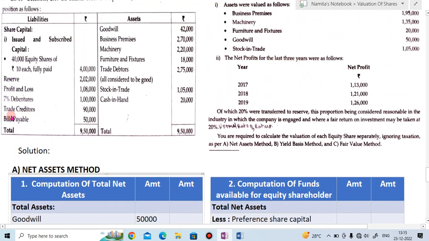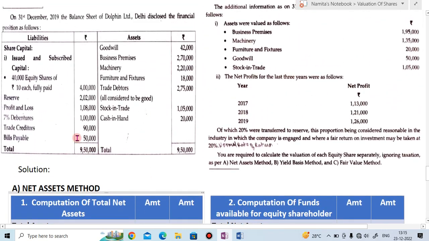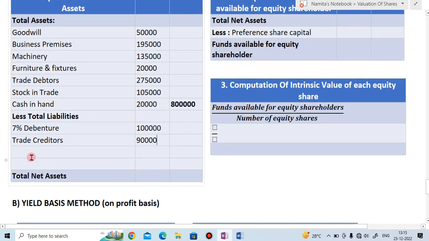So next is what? Trade creditors. How much is trade creditors? 90,000. After trade creditors, next is bills payable. Bills payable is 50,000.